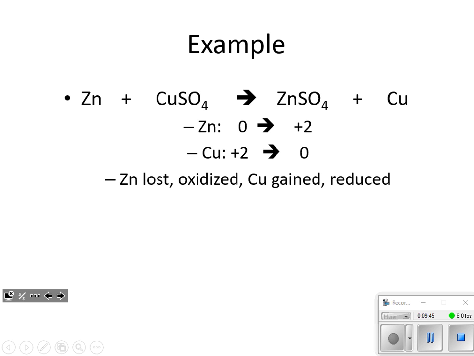Now, the very last thing I want to leave you with is students are good at writing equations. Students are good at assigning oxidation numbers. Students are good at remembering LEO goes GER. However, it's very common for them to mix up what was oxidized and what was reduced, because students forget that electrons are negative particles. And if you lose a negative, you become more positive, just like the zinc did. If you gain a negative, you become less positive, like the copper did.